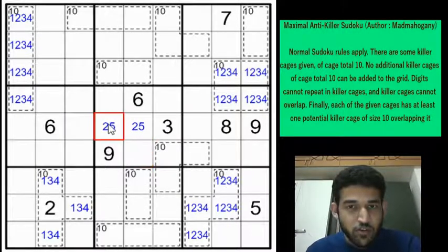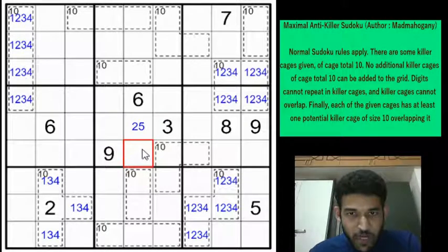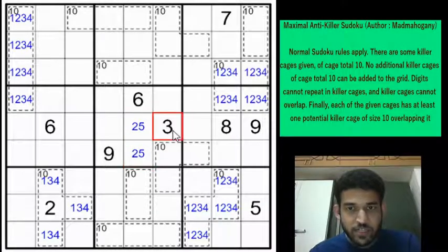So if you have a 2, 5 here, we are getting a 3 cell killer cage which is summing up to 10. The logic is really intricate and very deep and it kind of requires a different kind of thinking to think this way. So if you have a 2, 5, then 2, 3, 5 will sum up to 10. We can eliminate the 2, 5 from here and similarly you can eliminate the 2, 5 from here because then row 5 column 5 and 6 and then row 6 column 5 will sum up to 10.